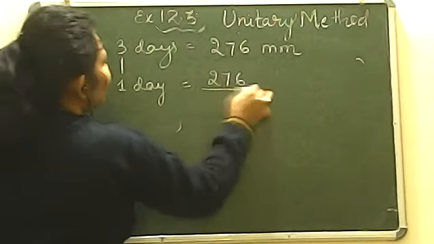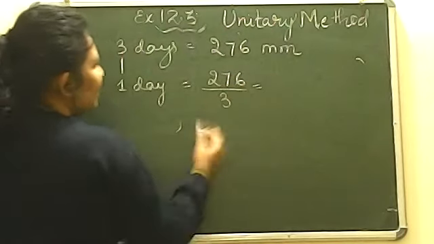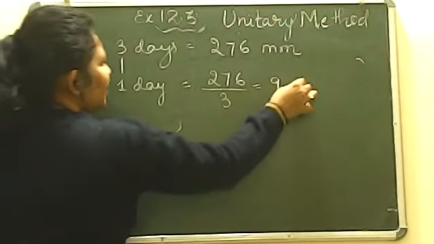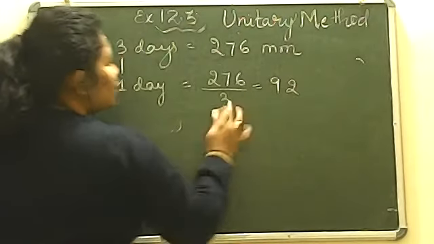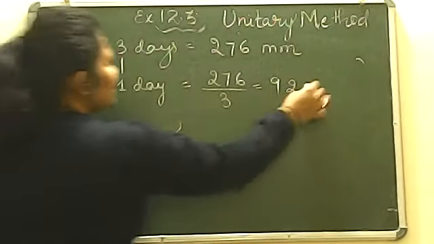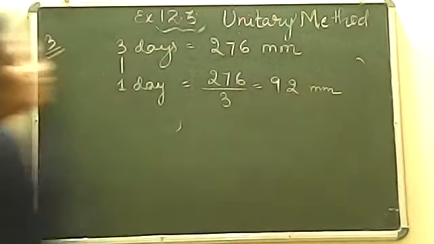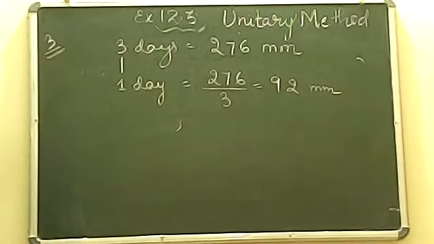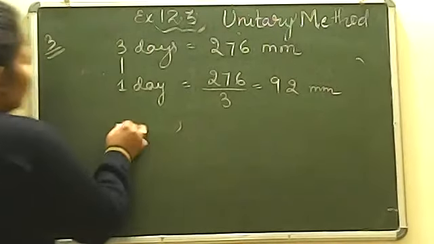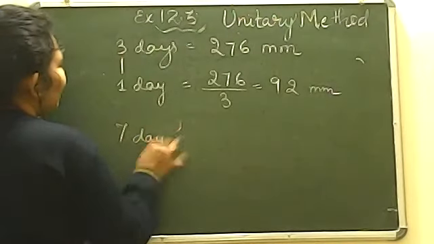So 276 upon 3. What will be there? 3 9s are 27 and 3 2s are 6. 92 millimeter. It means in 1 day, 92 millimeter of raining happened. Fine. Now you are in the question, it is asking that you have to find out the raining in 7 days, means 1 week. So 1 day we are knowing, we will find out for 7 days.